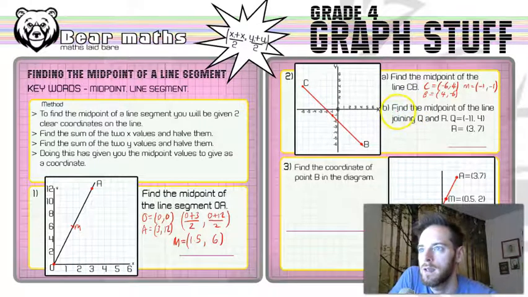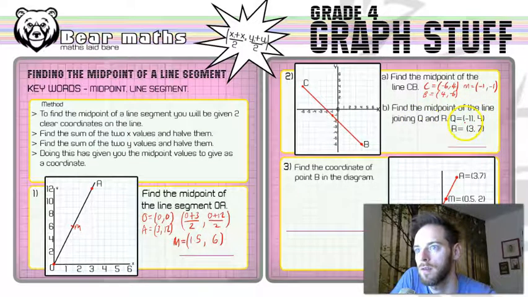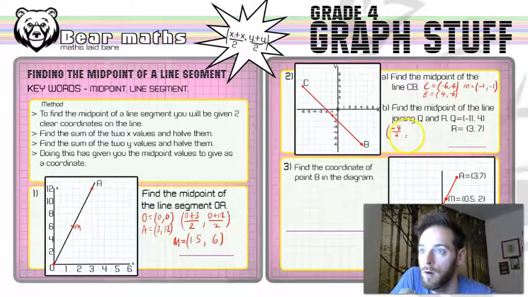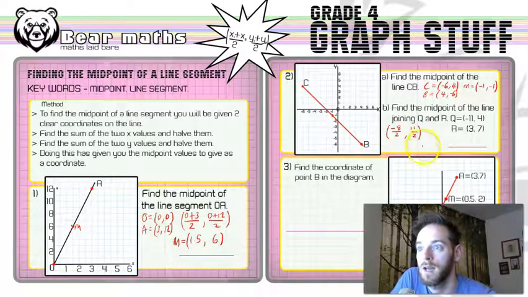Now in question B, here we've got to find the midpoint of the line joining Q and R. Now Q and R aren't on the graph, right? They're just listed here as coordinates. We can do exactly the same thing though. We don't need the graph to do it. So minus 11 plus 3, so that's going to be minus 8 over 2. And then for our y value, add the two y values, that's 11 over 2. Okay, and then we could leave it at that, but we can simplify. Minus 8 over 2 would be minus 4.